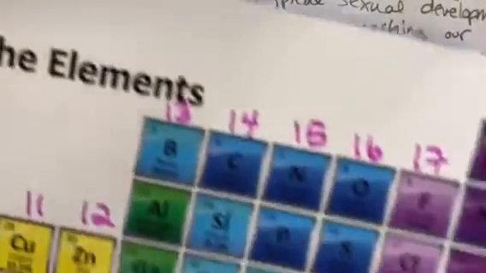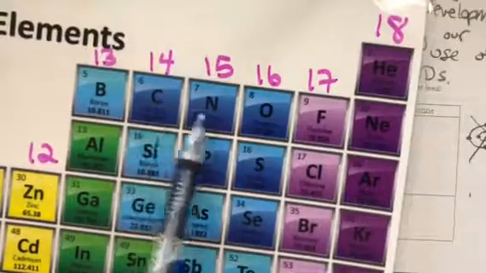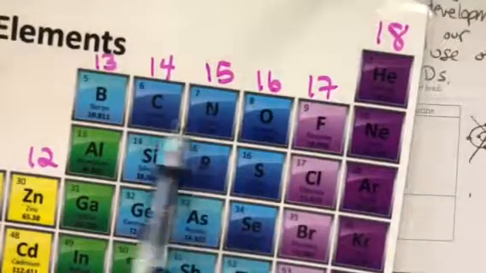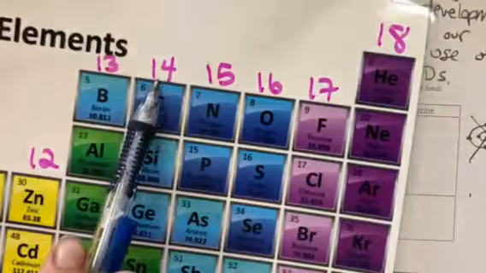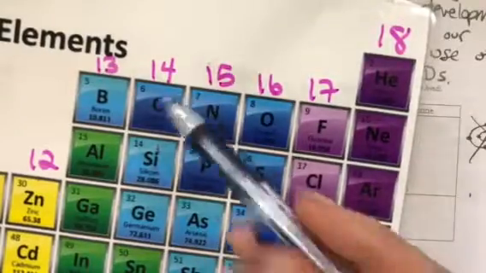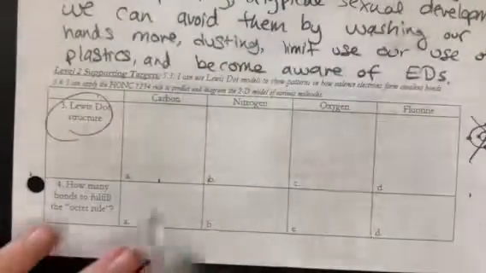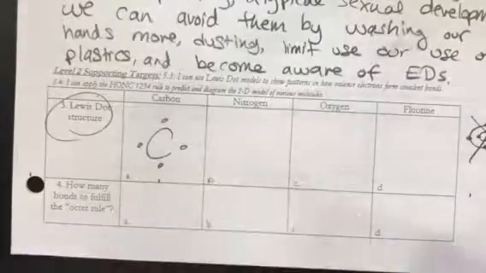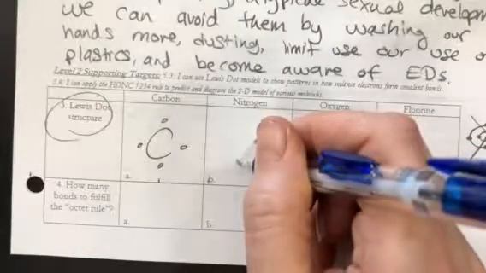So looking at the periodic table, we've got carbon, nitrogen, oxygen, and fluorine. As a reminder, the way that you find the number of valence electrons is by looking at the group number at the very top. If I cross off the 1, or do 14 minus 10, I end up with 4, 5, 6, and 7. So the first thing you do is you draw the symbol. Carbon will have 4. You don't have to draw circles, you can draw dots.